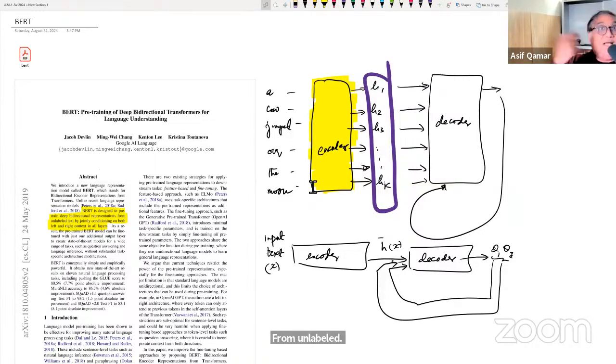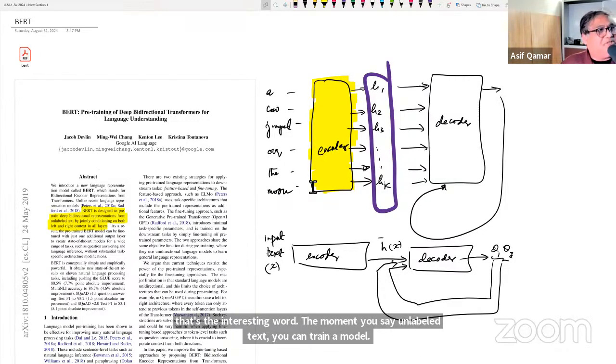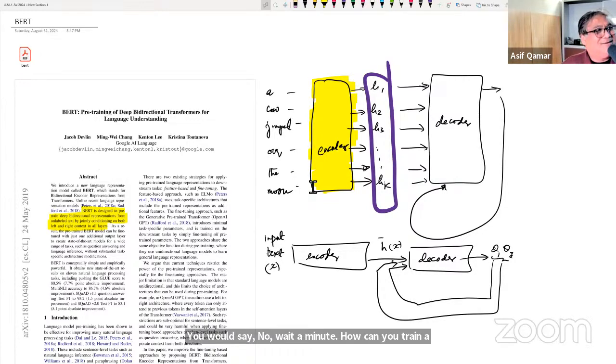The moment you say unlabeled text, you would say, no, wait a minute. How can you train a machine? How can you do a supervised training of a machine by just giving it text, but not giving it labels? Just giving it x, but not y. So that's a mystery. But I've already explained to you how they do it.